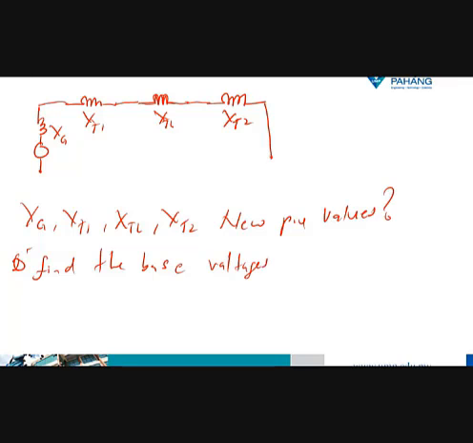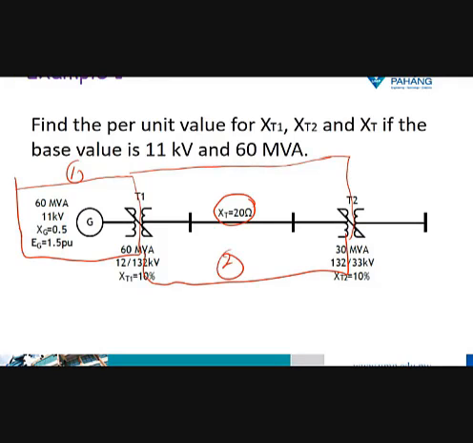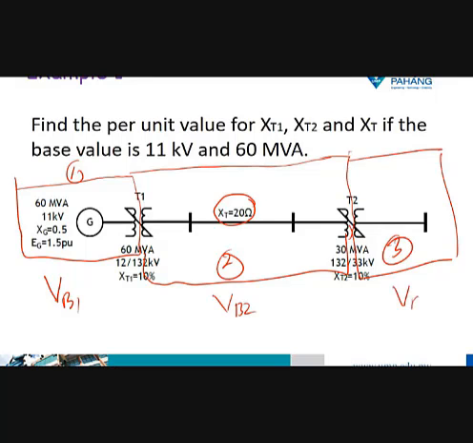Find the base voltage for every region. If you look at this example, we have 3 regions. I call them region 1, region 2, and region 3. Every region has a different voltage level. So for region 1, we have V base 1. For region 2, we have to calculate V base 2. And for region 3, we have V base 3.